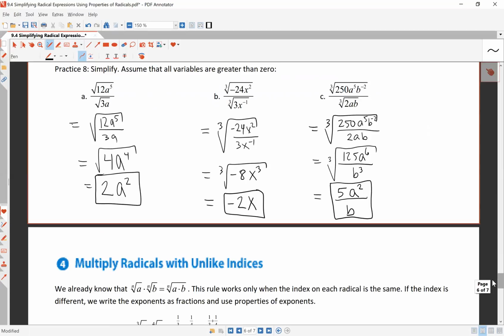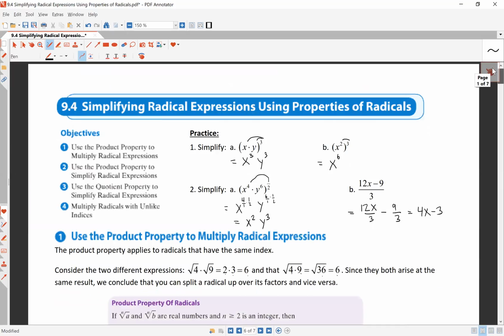This concludes the video for section 9.4, simplifying radical expressions using properties of radicals. Objective 3, use the quotient property to simplify radical expressions.